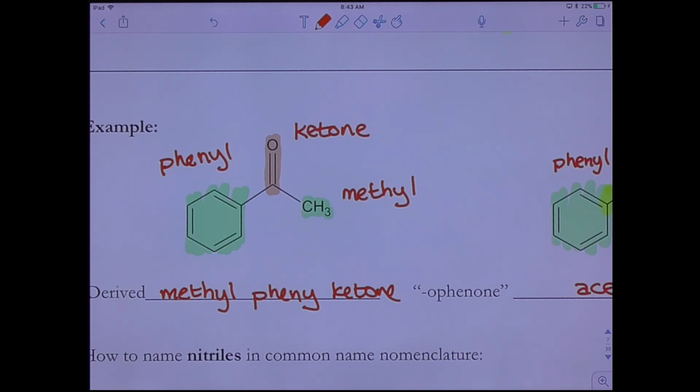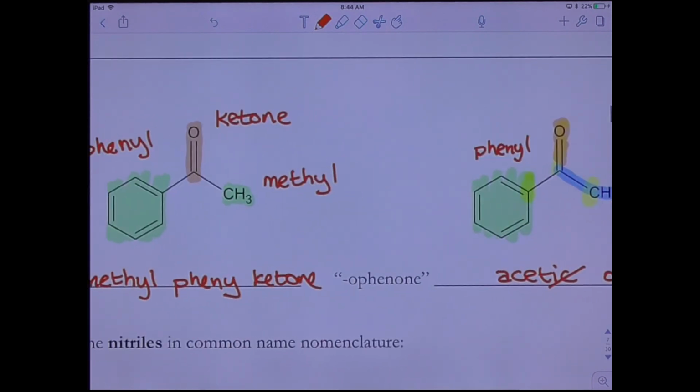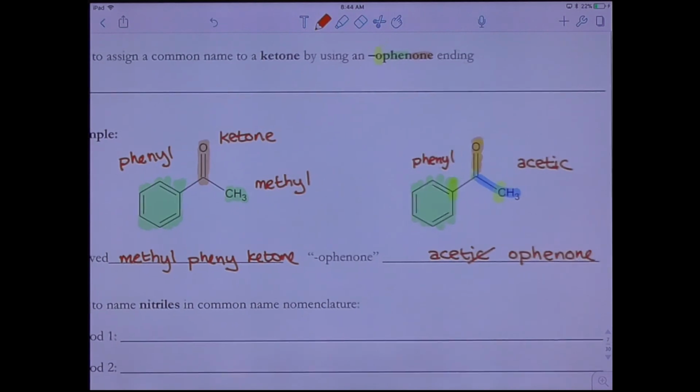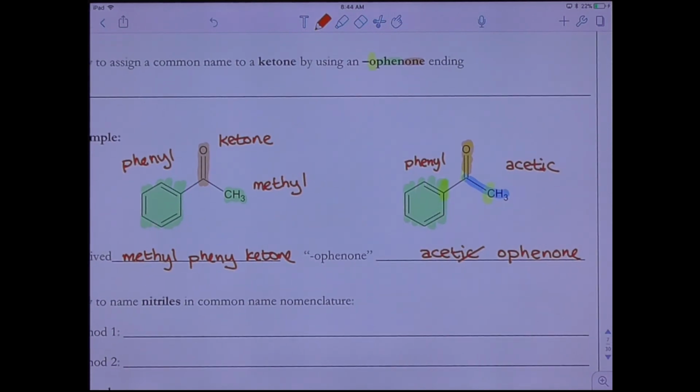So if you were to ask for the derived version of it, or the O-phenone, are those 2 different versions of it? Yeah, see how the name came out different? Because you're treating things differently. So with the O-phenone, you've got a carboxylic acid derivative you're basing it off of. With the derived, you're looking at the carbon double bond oxygen, the carbonyl group, as the basis.